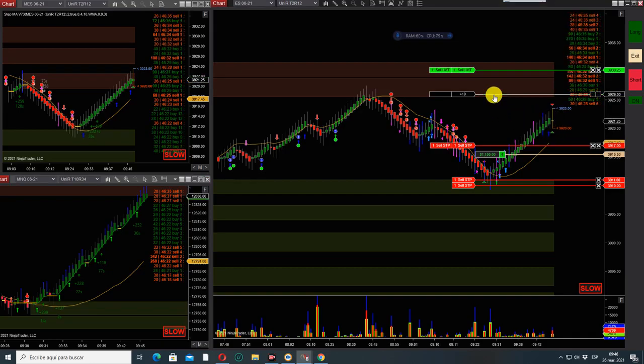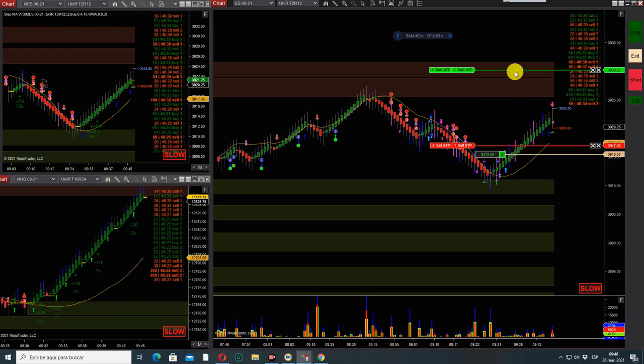What happened first I didn't see. Target filled. I will try to exit here. I don't know what these guys are gonna do. You can see sellers over here. These bars, lots of sellers.